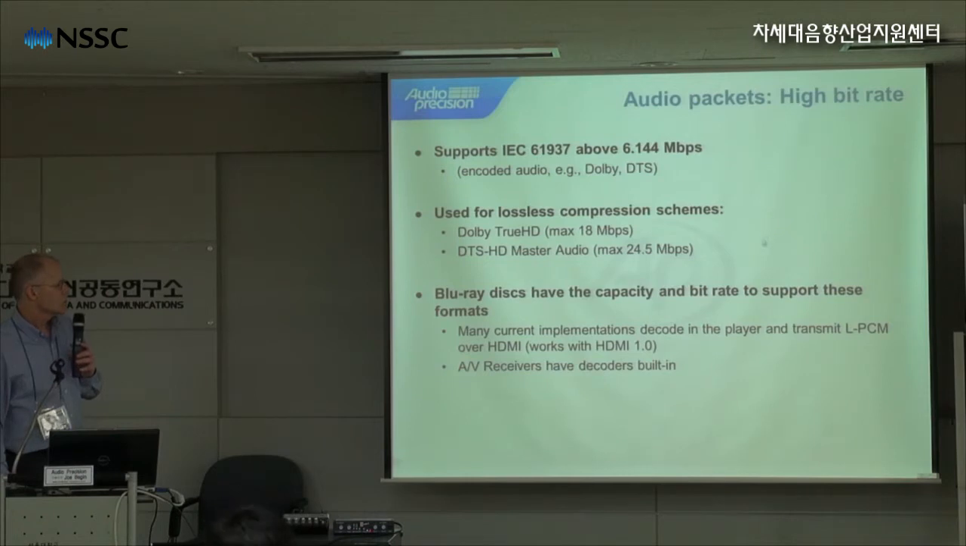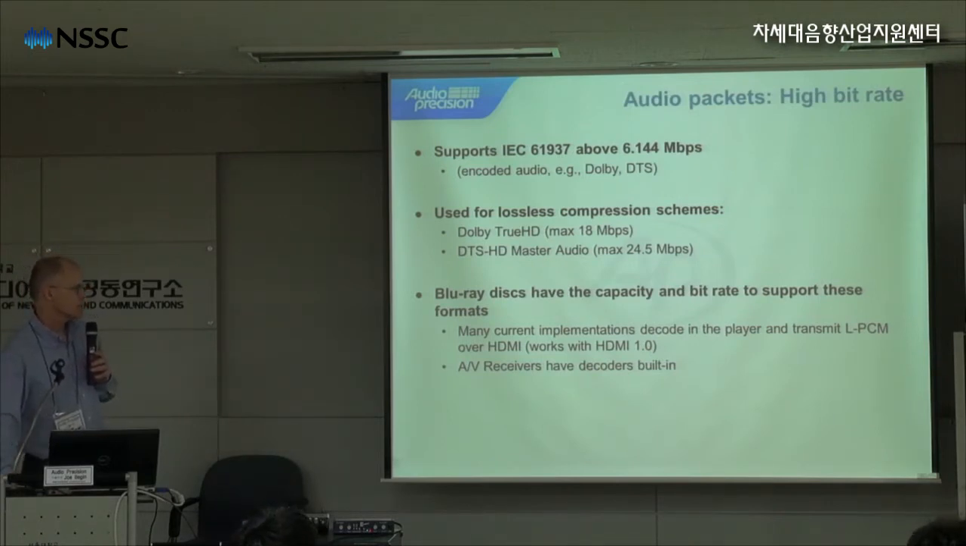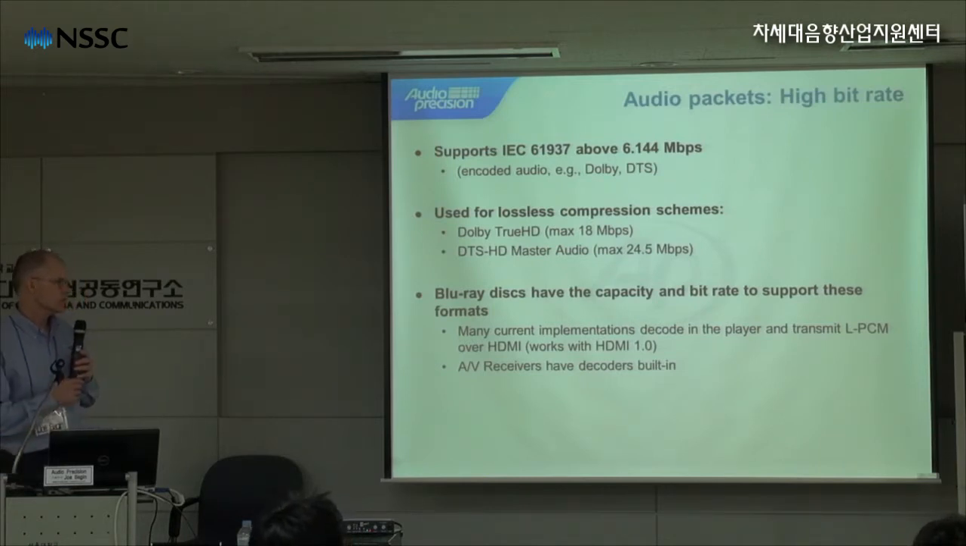It's also used for lossless compression schemes. So Dolby TrueHD has a maximum of 18 megabits per second, and DTS-HD Master Audio has a maximum of 24.5 megabits per second. Blu-ray discs have the capacity and bit rate to support these formats. Many current implementations decode in the player and transmit linear PCM over HDMI. And AV receivers have decoders built in.